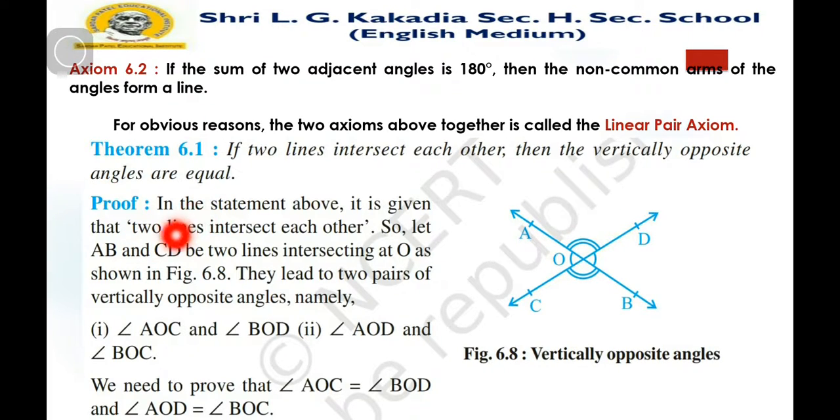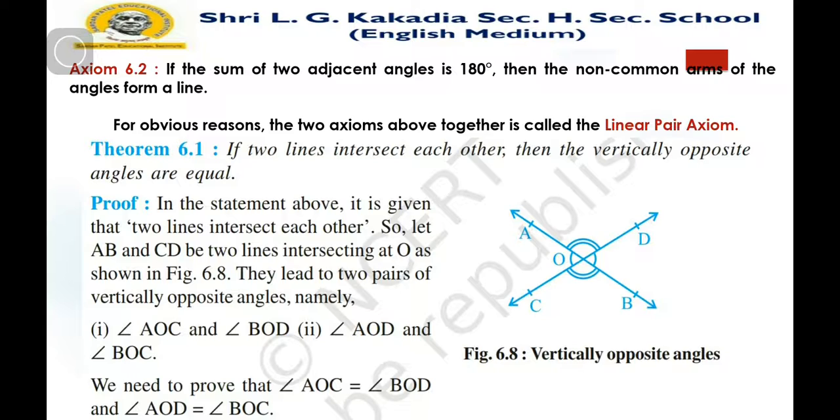So first we take two lines intersecting at any point O, as you can see in the figure. The pairs of vertically opposite angles are AOC and BOD, as well as AOD and BOC. So we can find two pairs of vertically opposite angles. Now we want to prove that these two angles and these two angles are equal. For that we are going to use one of the axioms.